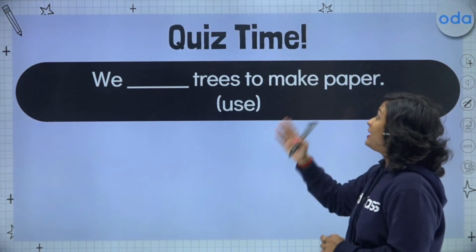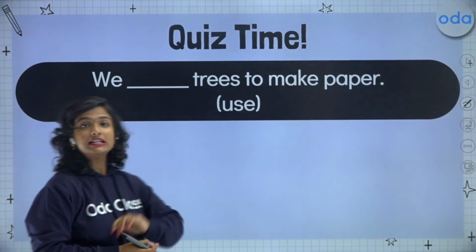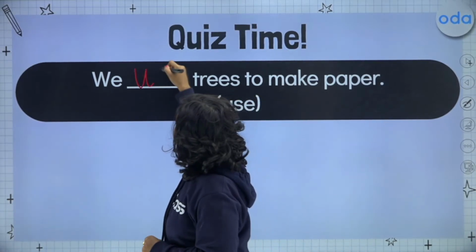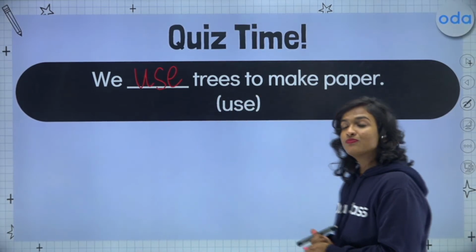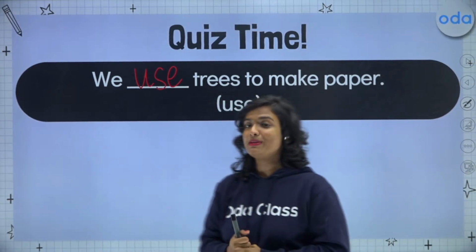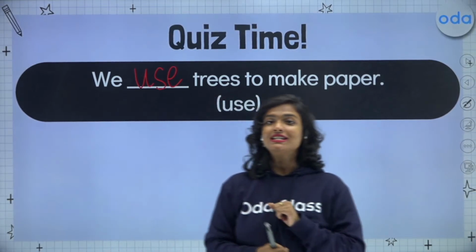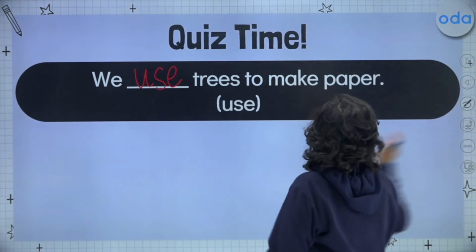Next up, we blank trees to make paper. And we have to use the infinitive use. So we use trees to make paper. Now, we goes with use once again, subject verb agreement. So if you notice here, we do not add an S. In the earlier example, we added an S at the end of our infinitive.